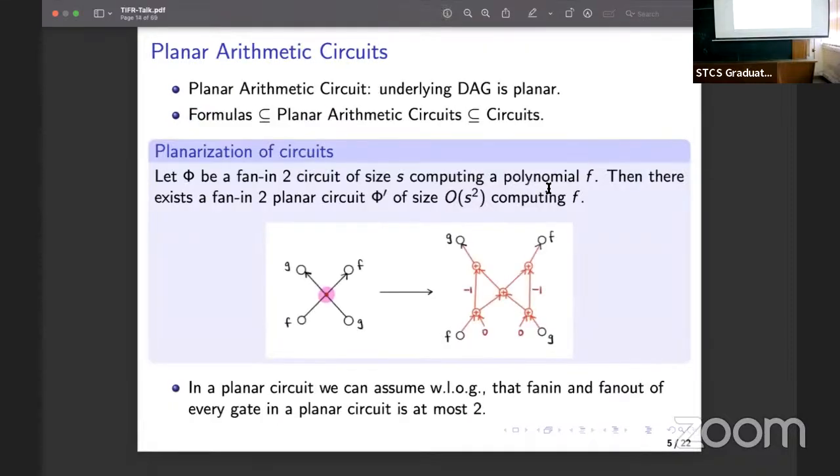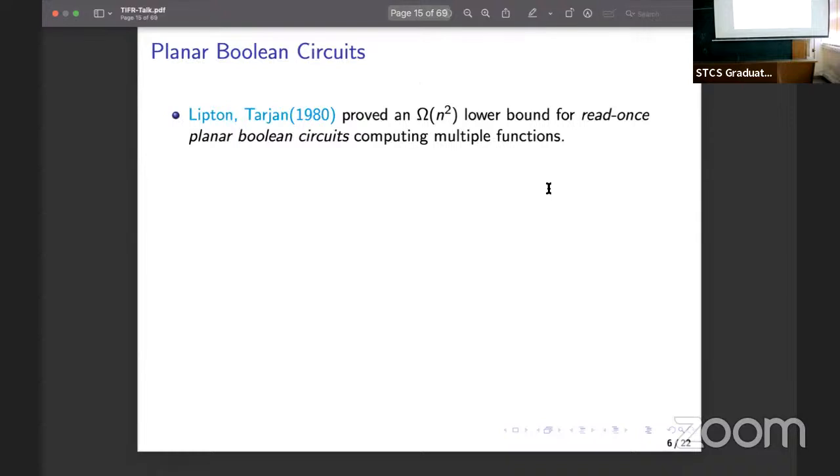So planar arithmetic circuits, we haven't seen anybody study this, but planar Boolean circuits are well studied. Lipton and Tarjan were the first to come up with the planar separator theorem, if you know of it, and one well-known application of the planar separator theorem is lower bounds for Boolean circuits. In 1980, they showed quadratic lower bounds for read-once planar Boolean circuits. What read-once planar Boolean circuit means is that every variable appears as a leaf only once. For example, this is a read-once planar arithmetic circuit. x1 appears only once as a leaf, x2 appears only once as a leaf.